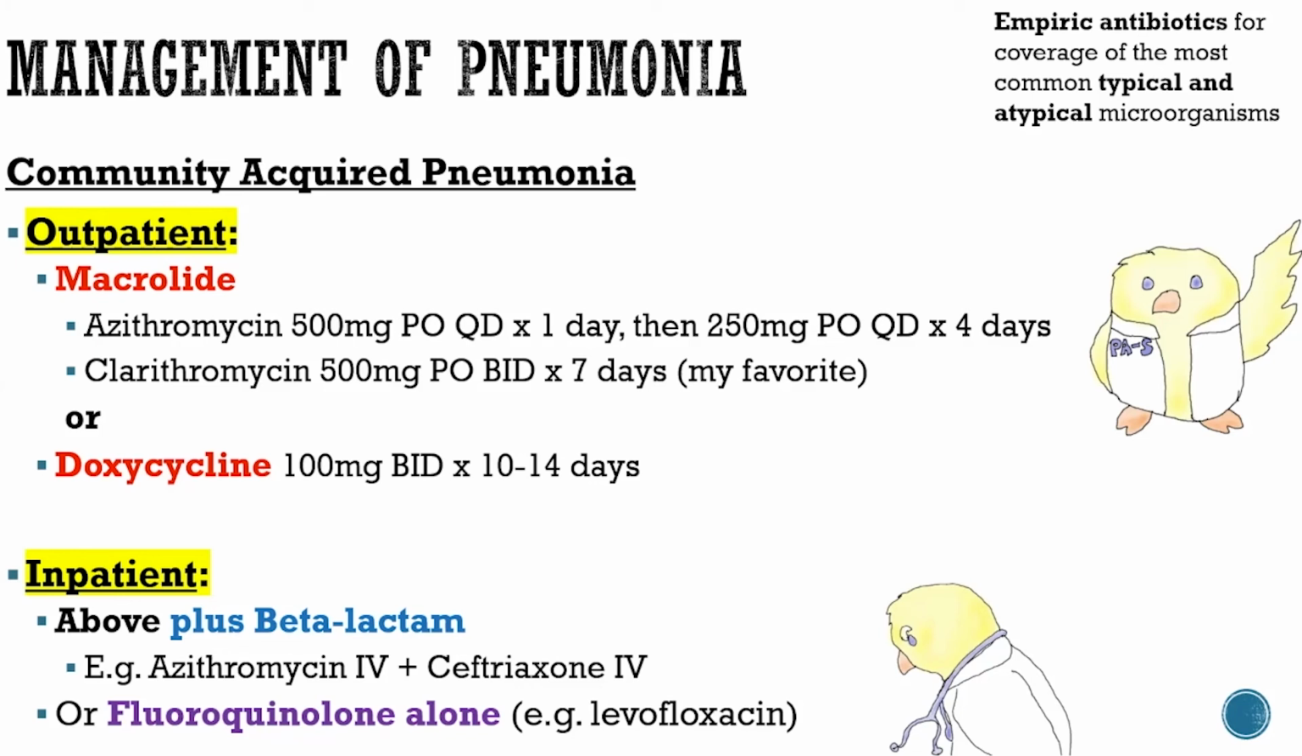Meanwhile, if you determine that this patient would be better managed inpatient because their CURB 65 score is greater than 2, then you can use the above management, either a macrolide or a doxycycline, but add on a beta-lactam antibiotic. Now, when you're thinking beta-lactam antibiotics, you're typically thinking things like penicillins or cephalosporins, and you usually see patients placed on something like ceftriaxone, which is a third-generation cephalosporin, along with azithromycin.